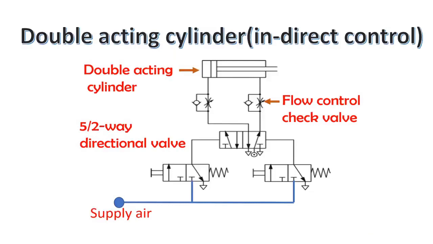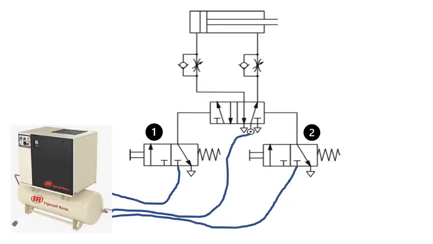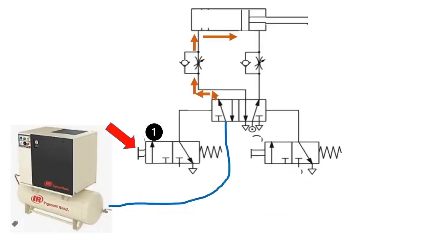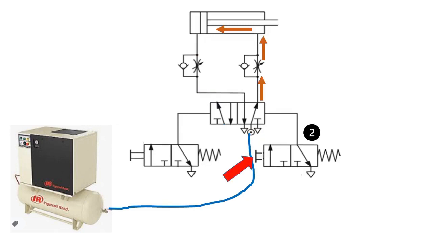This is a double acting cylinder with direct control. A double acting cylinder is to advance when number 1 push button is pressed, and it will remain extended until the number 2 push button is pressed. When the number 2 push button is pressed, the cylinder is to retract.